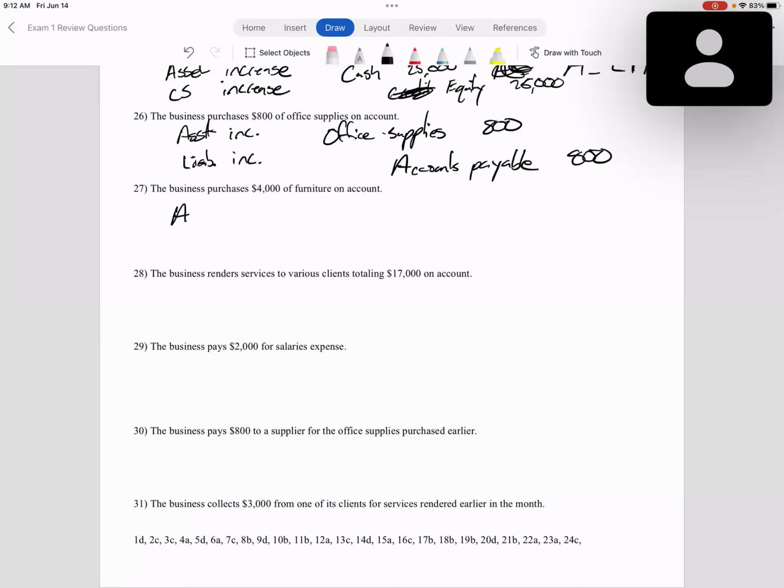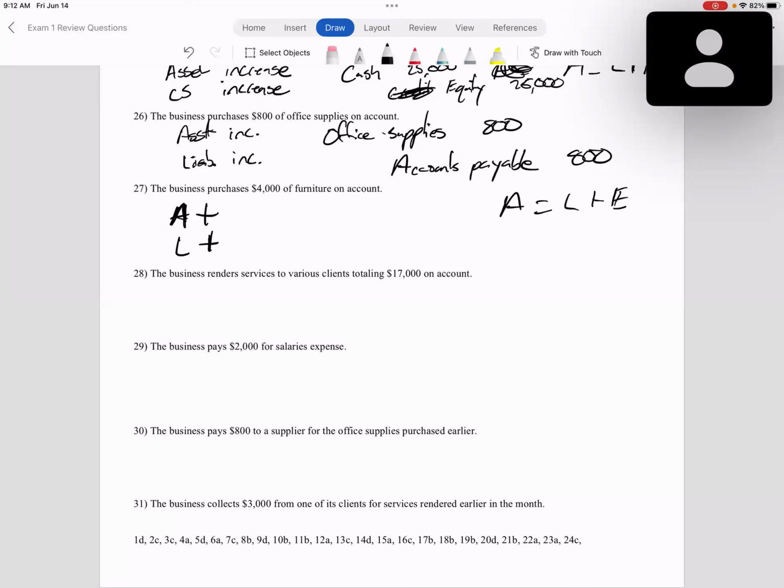Okay. Business purchases, $4,000 furniture on account. So I'm just going to abbreviate from now on. Asset increase, it's on account, so liability increase. You can totally do it this way too on the test. Just put a plus sign next to, because all you're really doing is assets, liabilities, equity. So you're just showing which of these is increasing or decreasing or whatever.